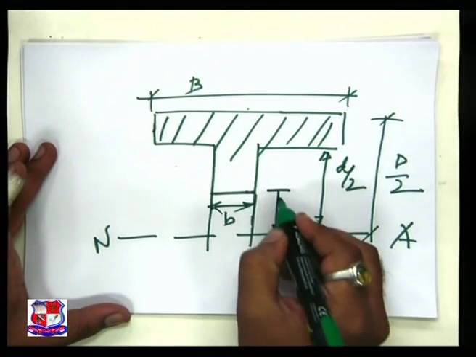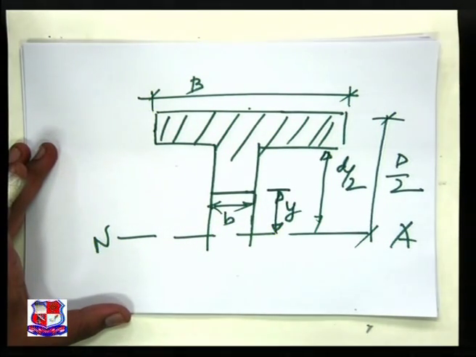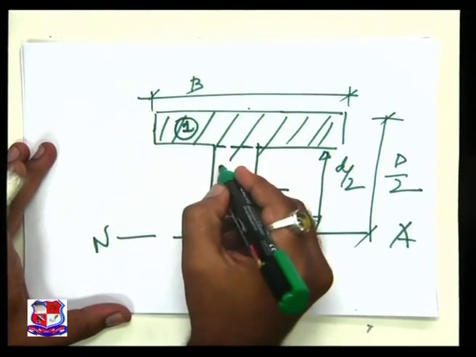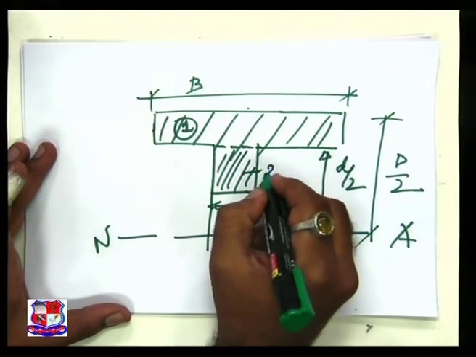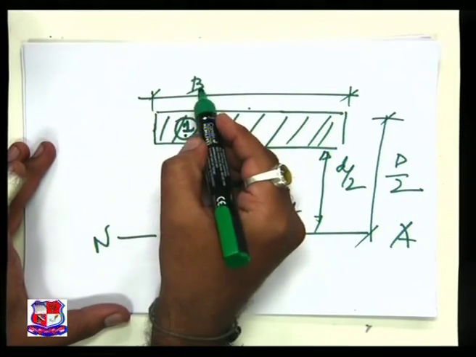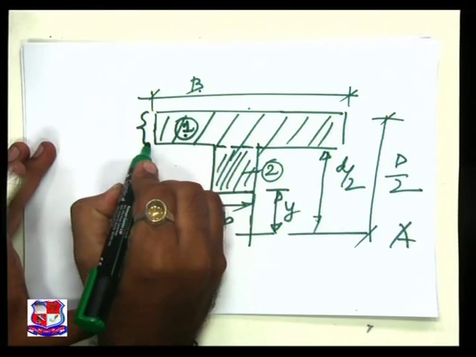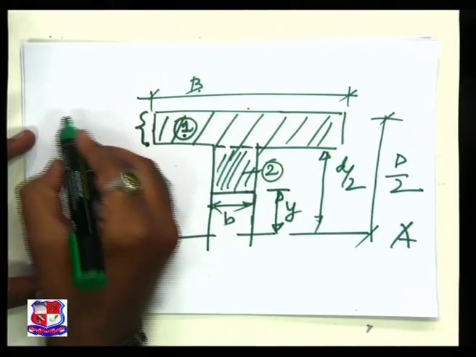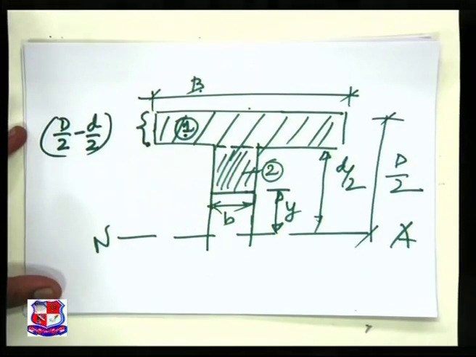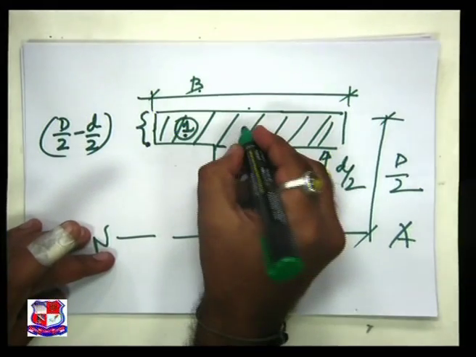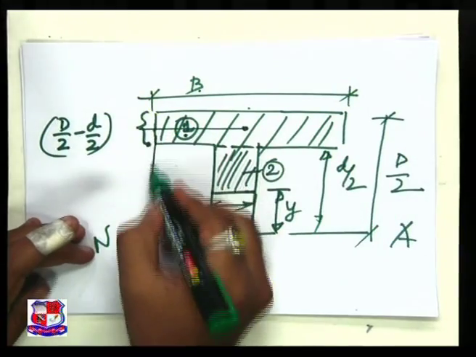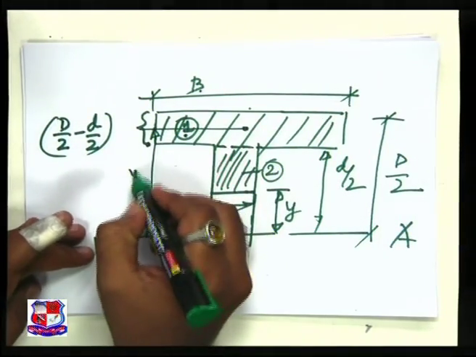Also we know y. So I have divided it into two parts. This is my first part. This is the second part. So the area of the first part is nothing but b multiplied by this depth. What is the value of this depth? This depth is nothing but D by 2 minus d by 2. And this is the CG. I have to take the CG to this. So this is my y bar for that.